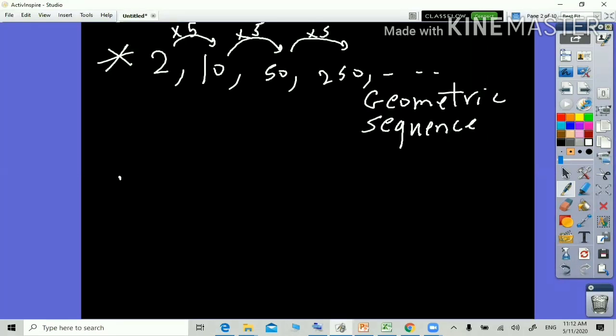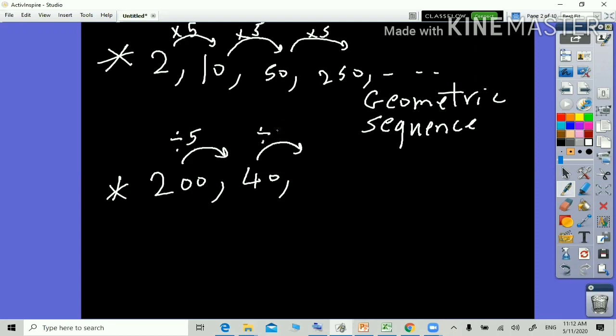One of you may ask, Mister, what if I divide? For example, 200, I will divide by 5. What will I have when I divide 200 by 5? You will have 40. Divide by 5, I will have 8. And so on, divide by 5, you'll have numbers in fractions, whatever. Here also, if you multiply or divide, it's called a geometric sequence.